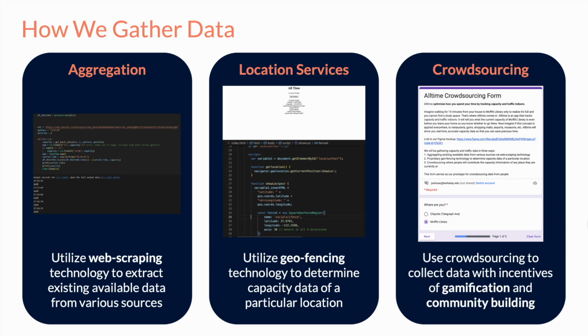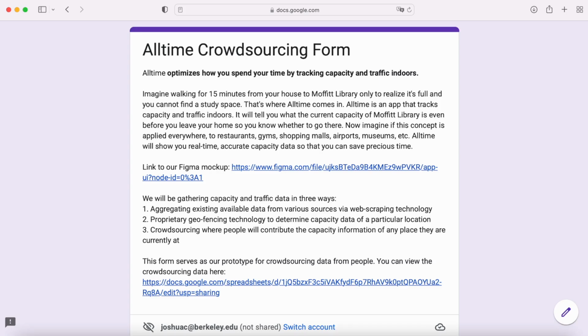Lastly, the third way we gather data is through crowdsourcing. We're going to use crowdsourcing to collect data with incentives of gamification and community building. Let's take a look at this now. We have created a crowdsourcing form prototype using Google Sheets, which is incredibly easy to use and only takes a few seconds to fill up.